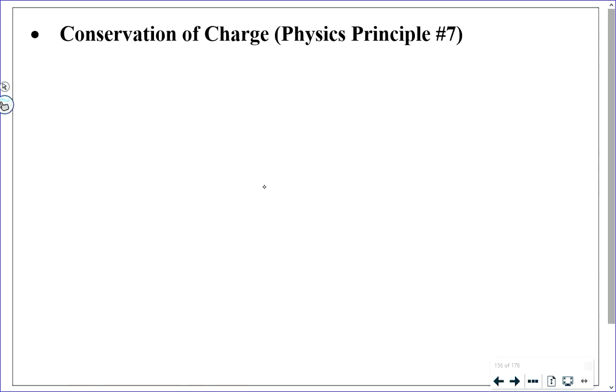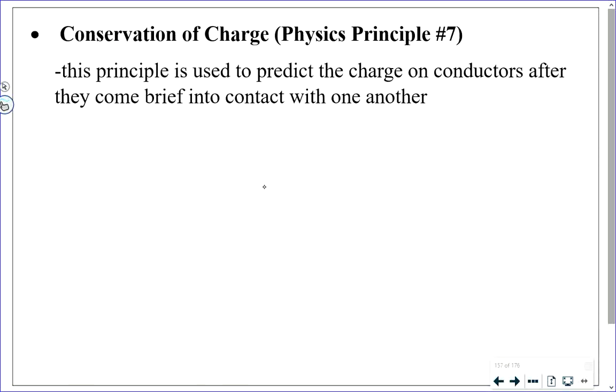Conservation of charge, this is physics principle 7. When do you use this? Well, when you touch two similar objects together that are both charged, or one of them is charged, without grounding any of them, and we say that the total charge is shared equally among both objects, that's conservation of charge.